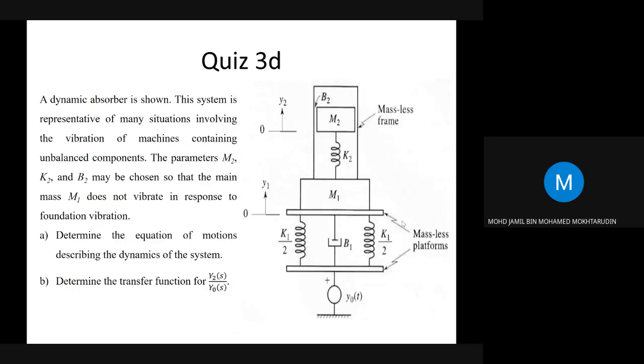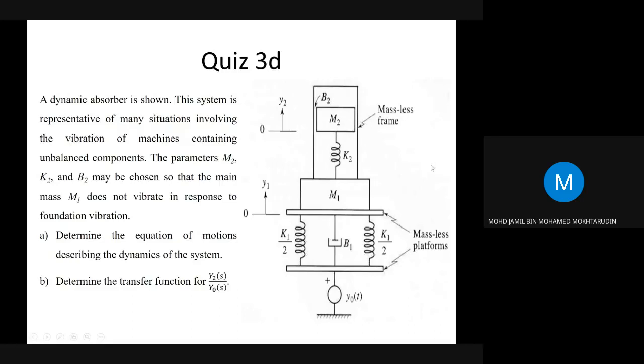Okay, so quiz 3D. Okay, inilah quiz 3D. So a dynamic absorber is shown. This system is representative of many situations involving the vibration of machines containing unbalanced components. The parameters M2, K2, B2 may be chosen so that the main mass M1 does not vibrate in response to foundation vibration. Okay, ni dia membebel je. Jangan rasa takut dengan apa yang dia membebel ni. Okay, so the real question is A, determine the equation of motions describing the dynamics of the system. And then B, determine the transfer function for Y2 over Y0. Okay, so ni quiz 3D.